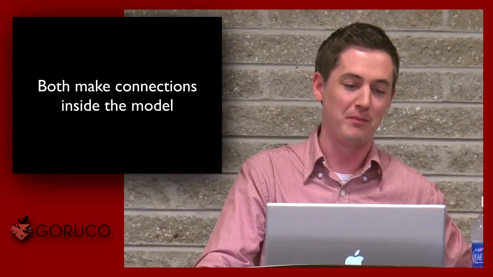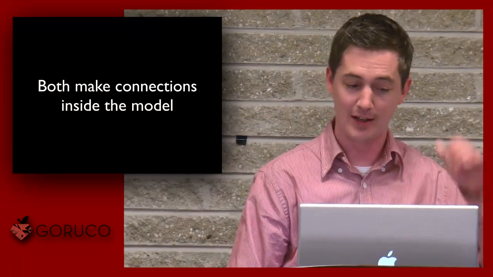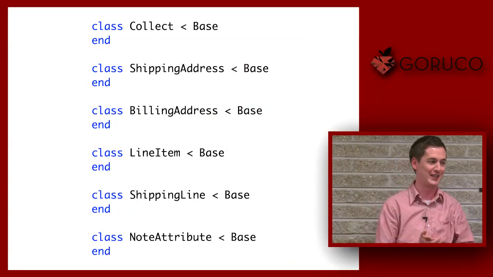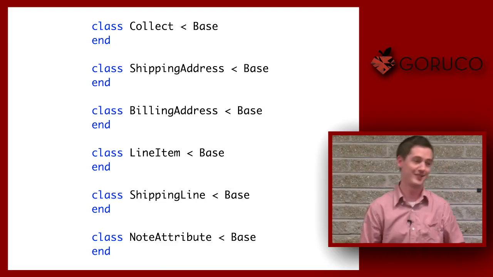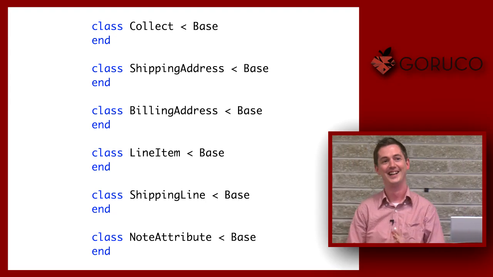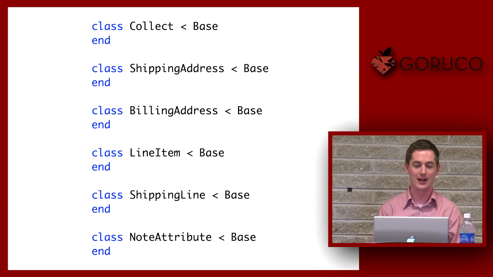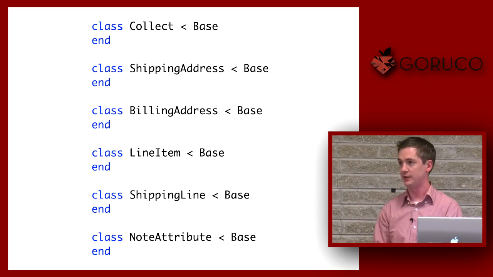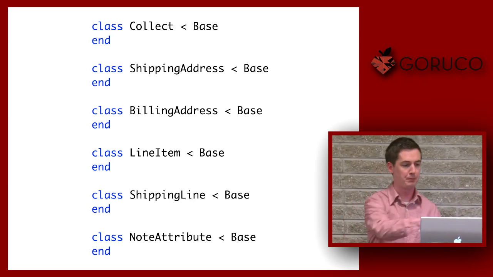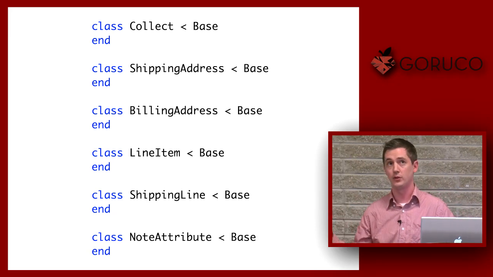Both of them make connections inside the model. Now, I'm going to show an example. So I'll tell you a story. Recently, and unfortunately, the Shopify guys are here. I love you guys, but I'm going to use your API as an example. Recently, I had to hit the Shopify API, and I looked in the client gem that they had lovingly provided, and I found this code. Now, Base here in this case is a class that they've defined that actually is really just ActiveResource Base.